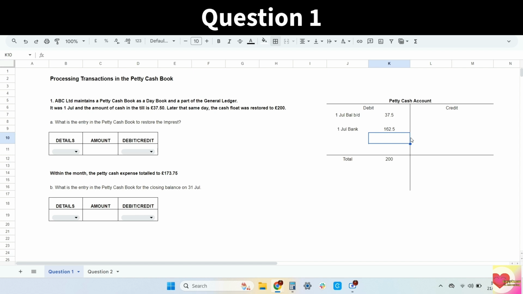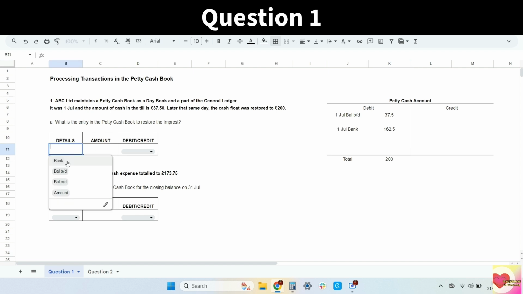And this is the answer. For the details, it's bank. The amount is 162.50. And for the side, it's debit. Let's continue. Within the month, the petty cash expense totaled to 173.75. B. What is the entry in the petty cash book for the closing balance of 31st of July?